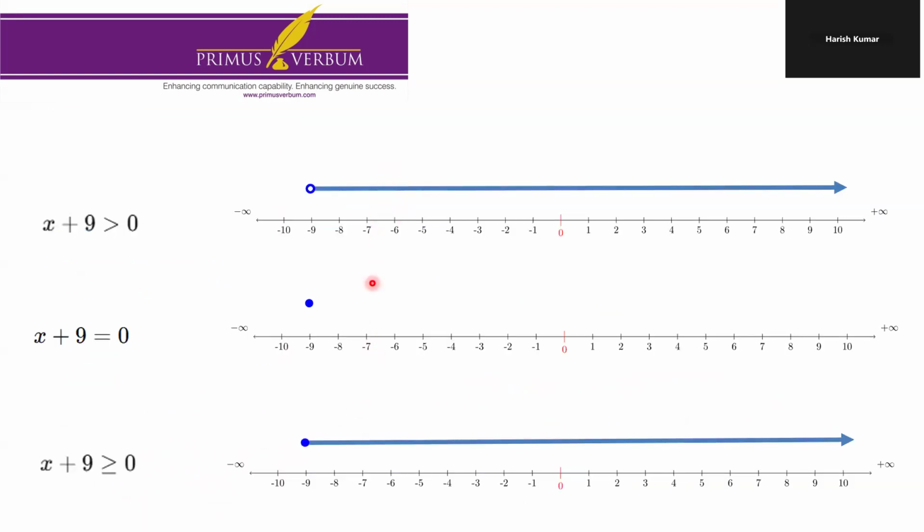So here we have all three plotted for you. x plus 9 greater than 0, x plus 9 is equal to 0, and x plus 9 greater than or equal to 0, for you to compare and see for yourself what these inequalities and what this equation means.